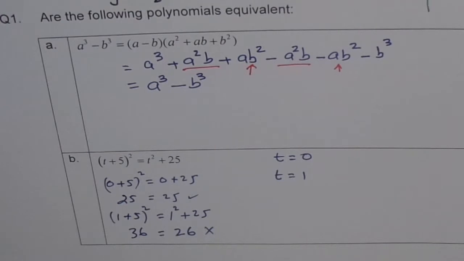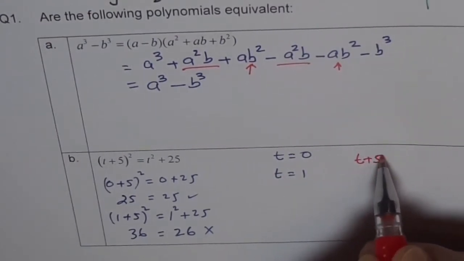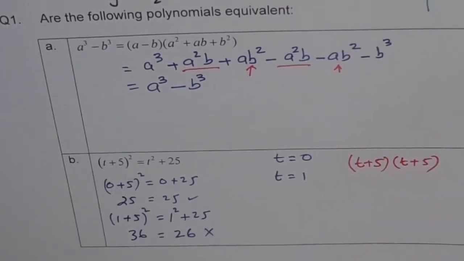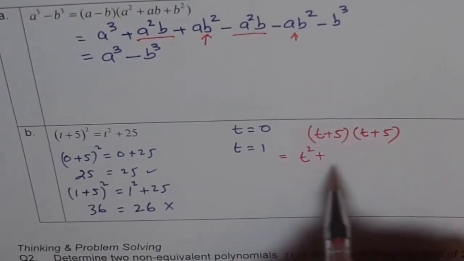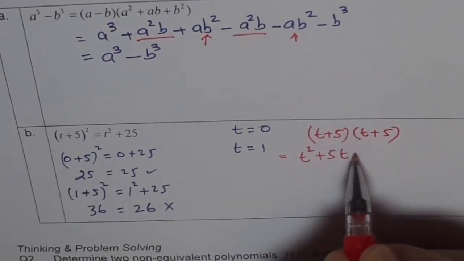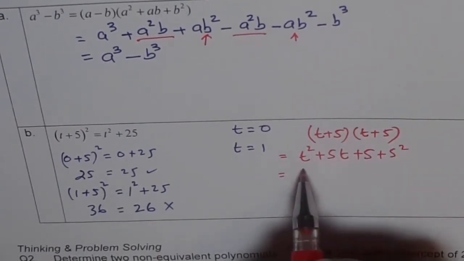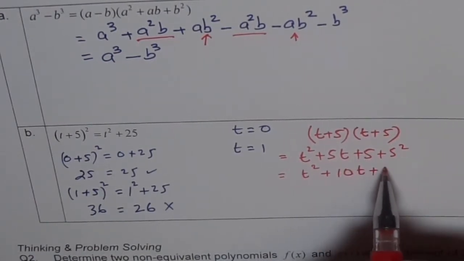But to show that the polynomials are equivalent, you have to test for many points. The best strategy could be to expand and then show. Well, let's expand this. (t + 5) squared is (t + 5) times (t + 5). Now that means t squared plus 5t plus 5t plus 5 squared, which is t squared plus 10t plus 25.